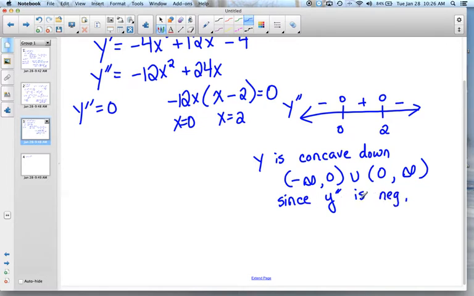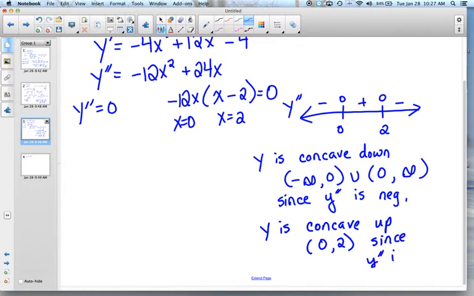So this is important. Don't forget to say, since y double prime is negative, it's not enough just to use your sign chart. Y is concave up on the interval 0 to 2, since y double prime is positive. So that's the concavity test, how we can tell if the function is concave down or concave up.